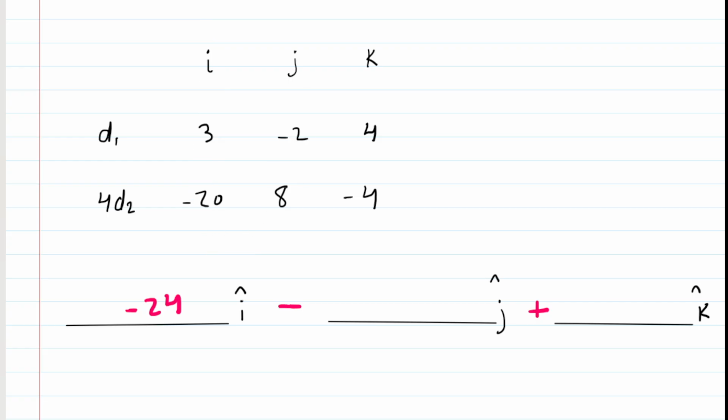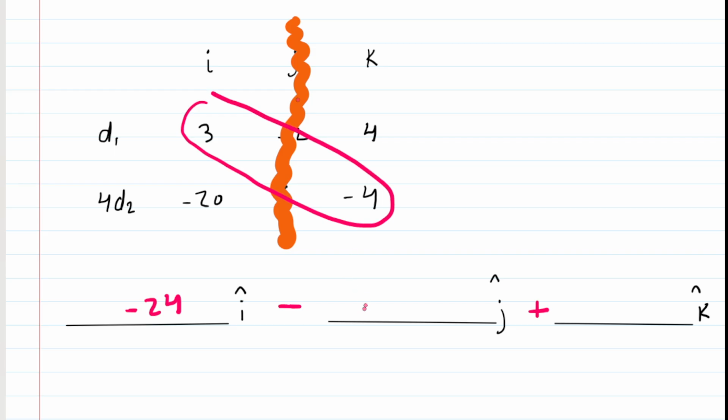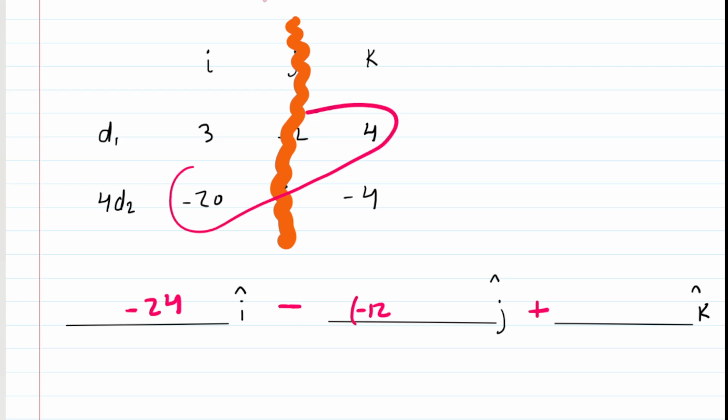Next, we are going to fill in the space with the j hat, and that means we're going to cover up the j hat column. And then we just do our little determinant procedure. It's just really cross multiplication. So you're going to multiply 3 times -4, which is -12. And then you're going to cross multiply in the other direction, so that way. So 4 times -20 is -80. Now be careful here, because remember, you've got to subtract those.